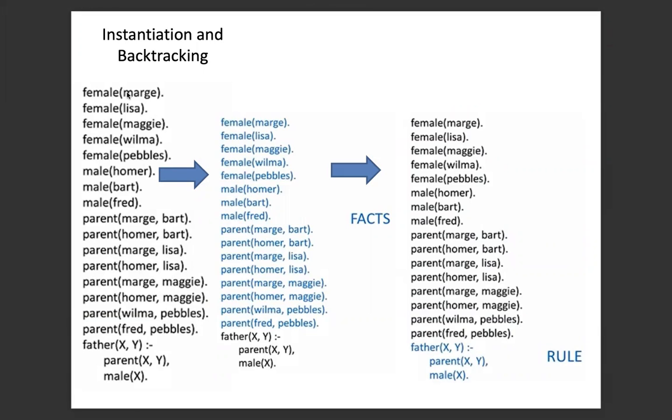So we can say that Marge is a female, Lisa is a female, Maggie is a female, Wilma, Pebbles are female, Homer is male, Bart is male, Fred is a male, Marge is a parent of Bart, Homer is a parent of Bart, Marge is a parent of Lisa, and so on and so forth. Now, there's a rule that says that X is a father of Y if X is a parent of Y and X is a male. So this is my basic facts. All of these are facts, and this is my rule over here.